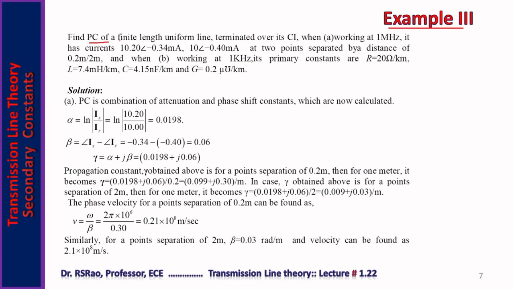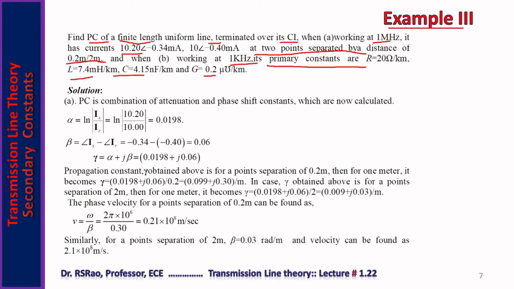We consider another problem, example 3. Find the propagation constant of a finite length uniform line terminated in its characteristic impedance. When working at 1 megahertz, it has currents 10.20 angle minus 0.34 milliampere and 10 angle 0 minus 0.40 milliampere at 2 points separated by a distance of 0.2 meters, 2 meters. And when working at 1 kilohertz, its primary constants R, L, C, G values are given. So in A and B, we are asked to find out the propagation constant.